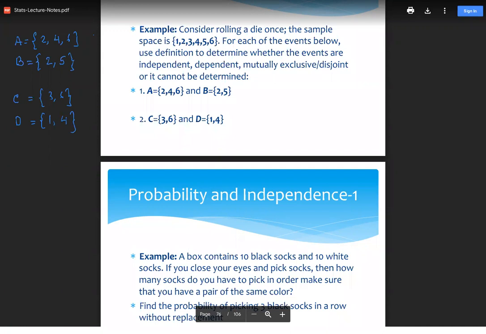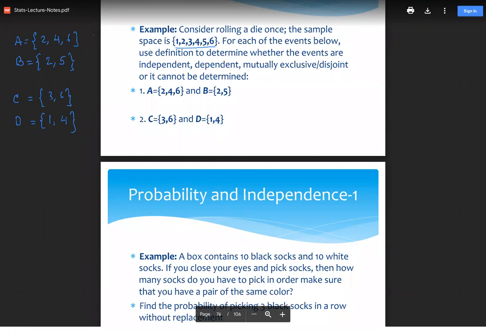Now remember, these events are as it relates to rolling a die. If you roll a die, your sample space is 1, 2, 3, 4, 5, and 6. If you're rolling a die, your simple events are 1, 2, 3, 4, 5, and 6. In the context of rolling a die, I defined 4 events, A, B, C, and D, as presented here.